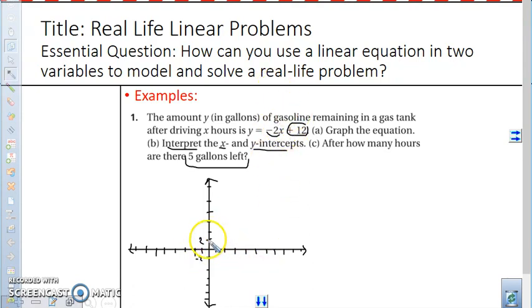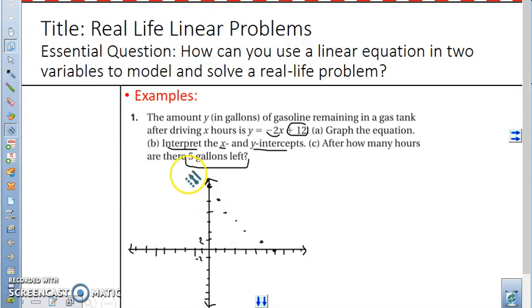Okay, so the y-intercept's at 12, and then I fall 2, so this is a jump of 2 because I went by 2s, and then over 1 about here. I fall 2, run 1, fall 2, run 1, fall 2, run 1, fall 2, run 1. Okay, so that's my rough sketch.